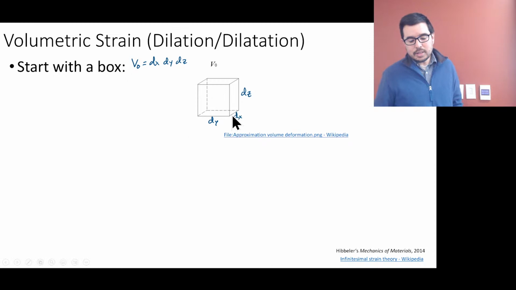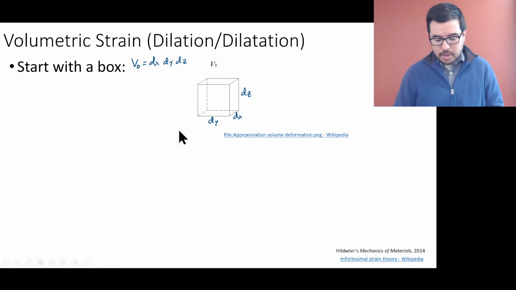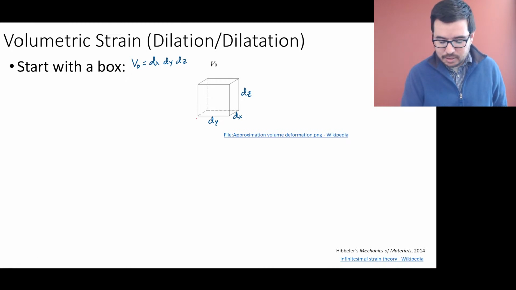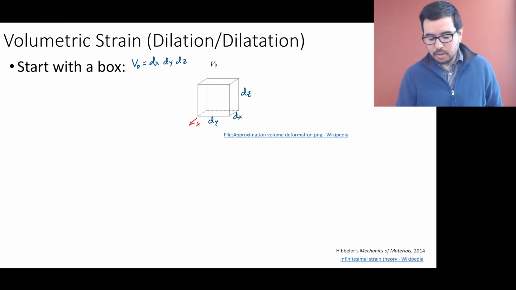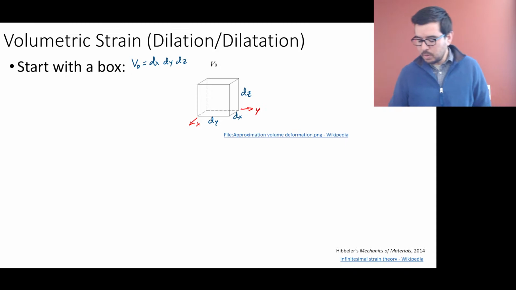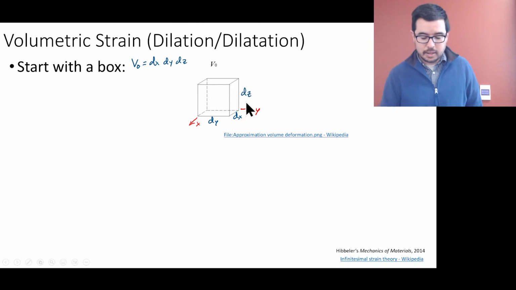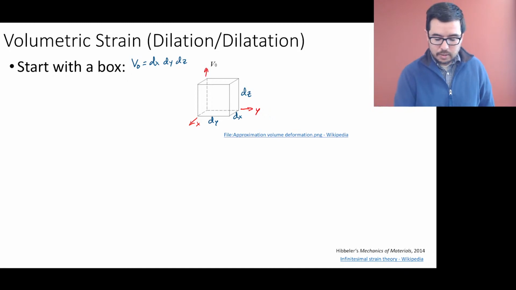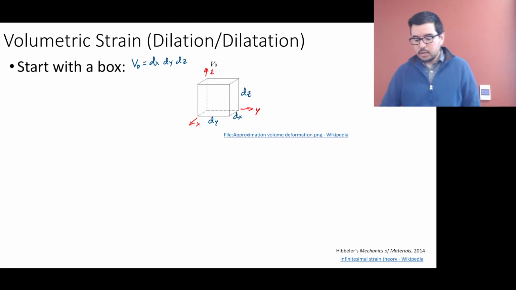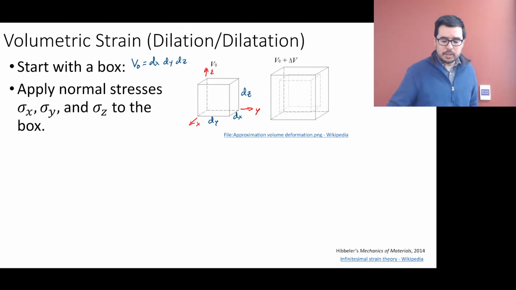Something to keep in mind is that this follows the right-hand rule. This is dx. If you think about which axis is the x-axis, it's this one right here, and the y-axis is this one here. Sometimes we get a little bit twisted, but those are the x and y axes. And this one's usually more straightforward: that's dz, in the z direction. So we have our box, and then we apply normal stresses to it. We'll call them sigma x, sigma y, sigma z.